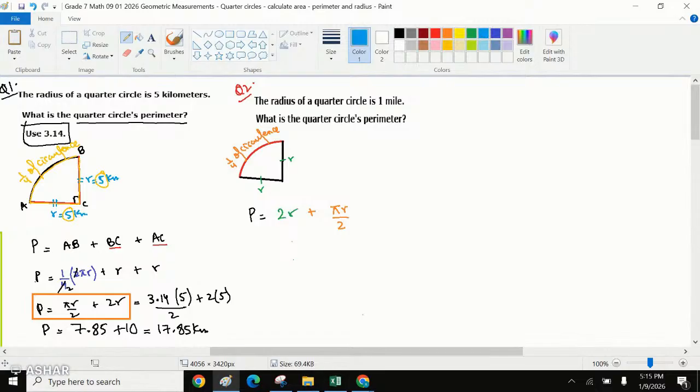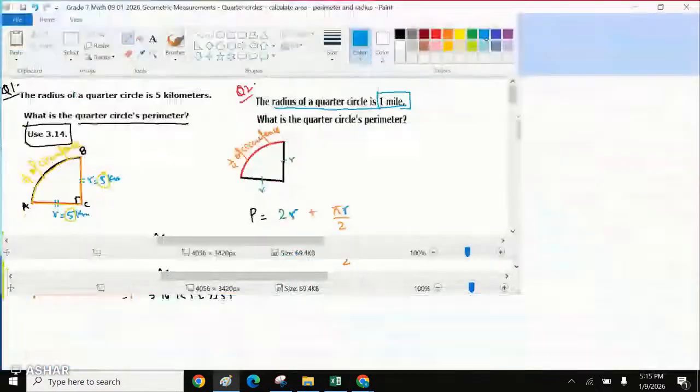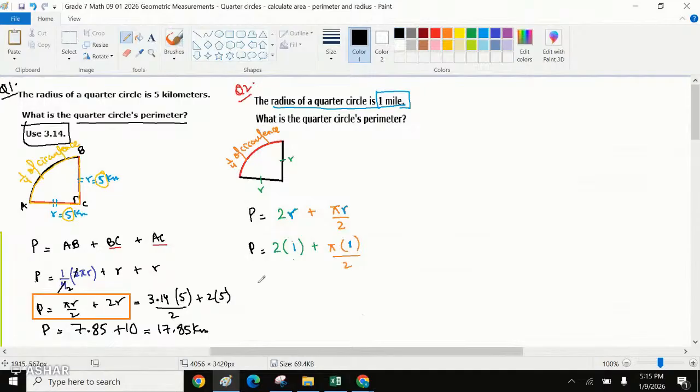So if the radius of the circle is 1 mile, can we substitute? Can we say perimeter is twice the radius, which was 1 mile, plus pi multiplied by 1 upon 2? We replace the value of r by the value given in the question. Finally perimeter comes out to be 2 plus pi over 2, and for the value of pi we use 3.14. If we substitute pi to be 3.14, we can find the final answer.